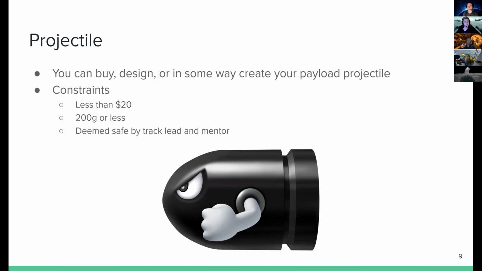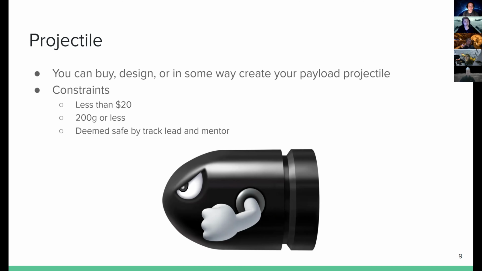The first is that it has to be less than $20. Please don't go buy something that's crazy expensive. That's not the intent. We're giving you some money for it so you can have some fun with it, and don't have to feel like you have to spend the $20 on non-projectile stuff. We want you to be creative, but it also shouldn't be crazy because it is, at the end of the day, a weight.